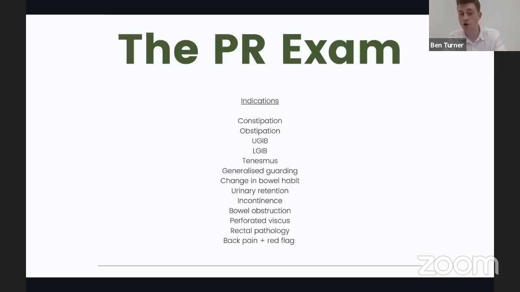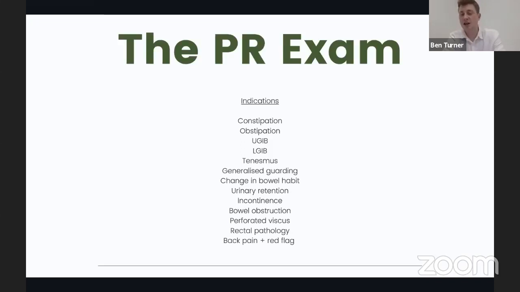Generalized guarding, where you're not sure of the source, but the patient looks quite unwell, should always have a PR exam as well. Any change in bowel habit or urinary retention too; constipation is the number one cause of urinary retention. Any kind of incontinence as well, because fecal incontinence can be due to constipation, it can be overflow, and urinary retention can also be due to urinary obstruction, for example, and so you can have urinary overflow incontinence from that as well.